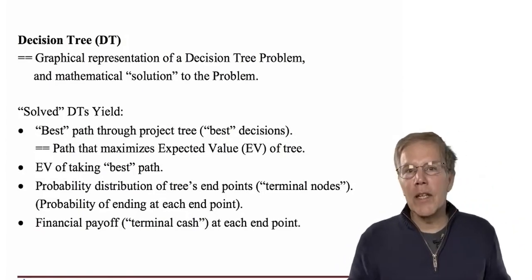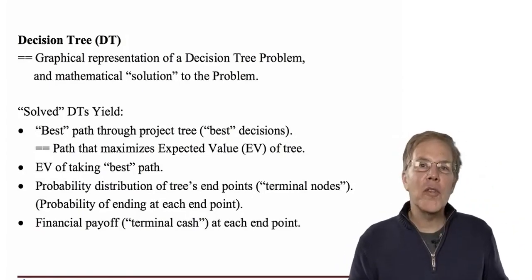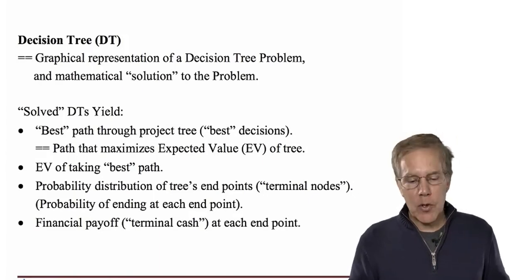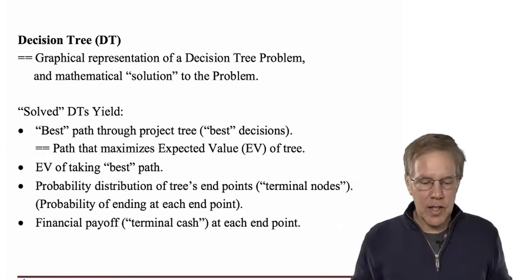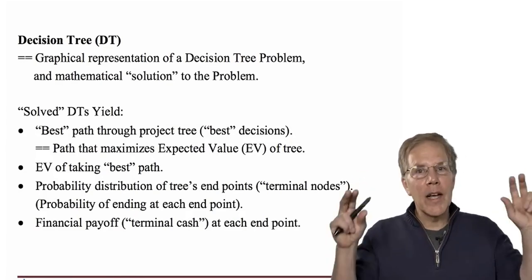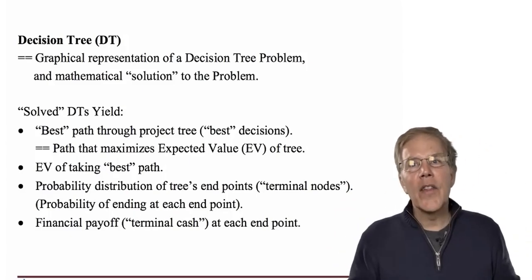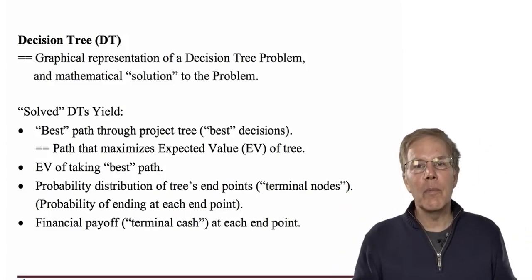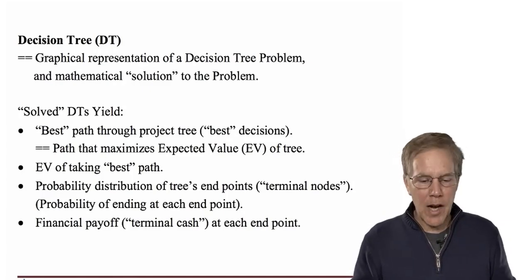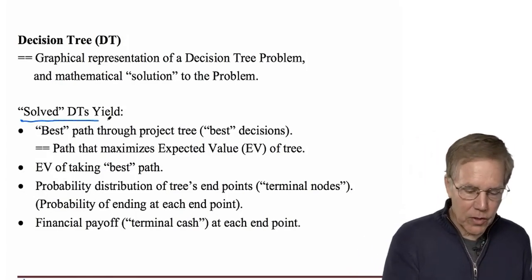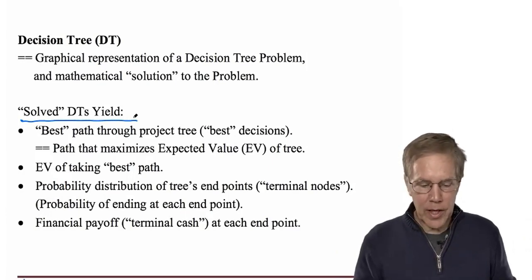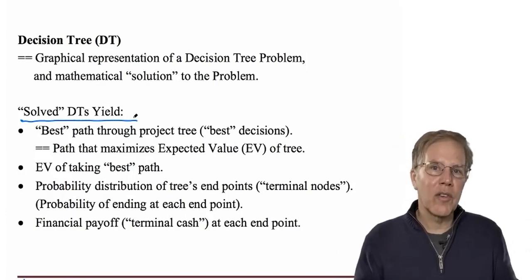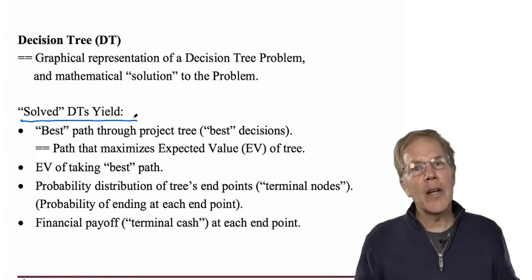Okay, so now let's get a little bit pedantic and give you a definition here. The formal definition of a decision tree is a graphical representation of a decision tree problem which provides a mathematical "solution," in quotes, to the problem. I have solution in quotes because this is actually going to provide us with one presumed best solution, which under some circumstances might not actually be the best solution. In any event, a solved decision tree is always going to give us the, quote, best path through the tree. I put best in quotes because under certain circumstances, as we'll see, it might not necessarily be the best path.